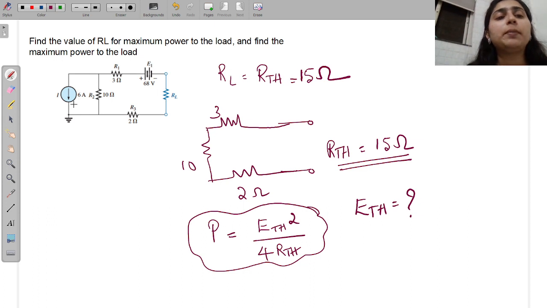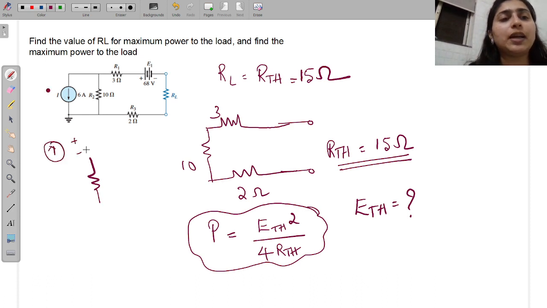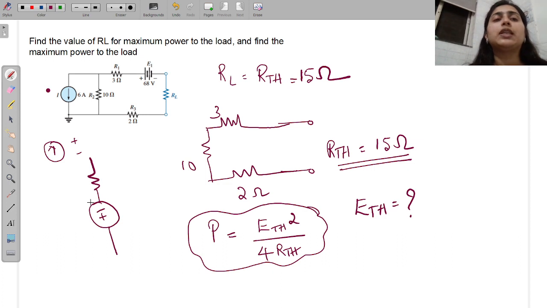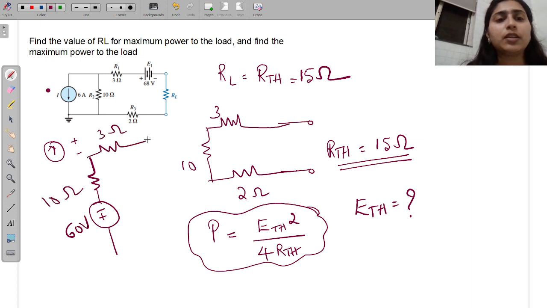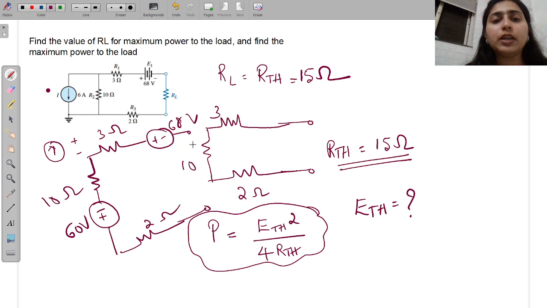If you have a current source like this, it will be like this. So now you have a voltage source. I am converting this parallel combination of the current source and the resistance to a series voltage source. So 6 times 10 is 60 volts. This is 10 ohms, this is 3 ohms and this is 68 volts. This is 2 ohms. So here you are going to find the ETH.